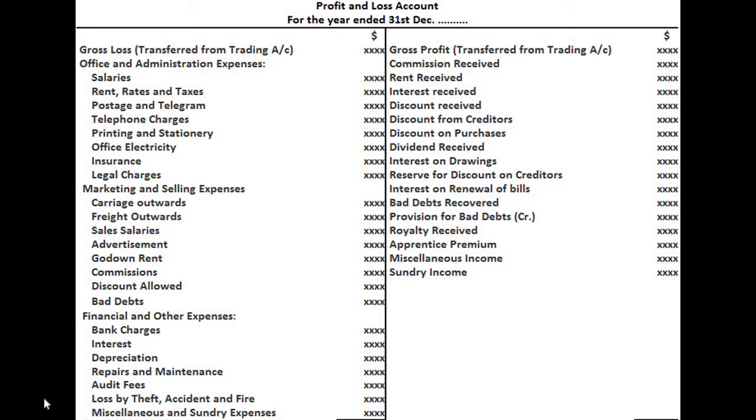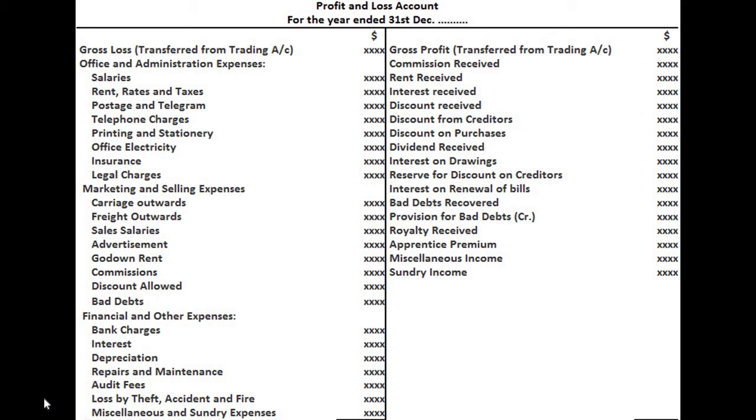Office and administration expense includes salaries, rent, rates and taxes, postage and telegram, telephone charges, printing and stationery, office electricity, insurance, legal charges. So these expenses are called operating expenses. And the next one is marketing and selling expense also. It's operating expenses. And then financial and other expenses. So these are the expenses which operate the business. And the next expenses, which are not operating expenses, meaning not related to the operation of the business, are called non-operating expenses. It includes preliminary expenses and underwriting commission.